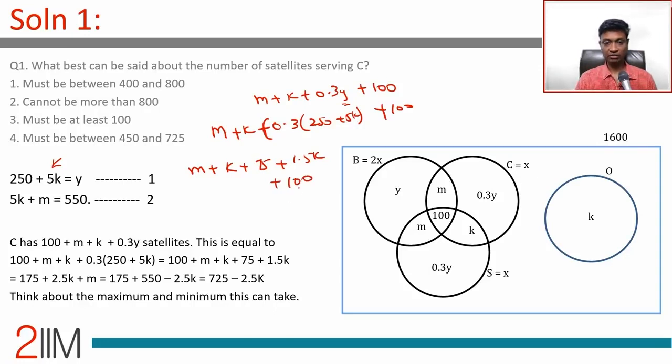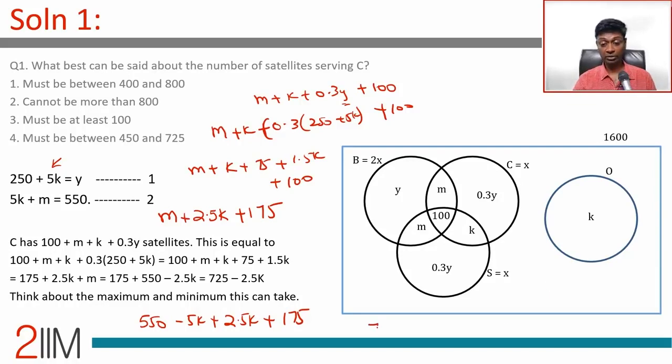This is 175 and 2.5k. M plus 2.5k plus 175. Wonderful. But we have something linking m and k as well. M is 550 minus 5k. We can write that. So this is 550 minus 5k plus 2.5k plus 175. 550 plus 175 is 725. This is 725 minus 2.5k. This is what set C is.